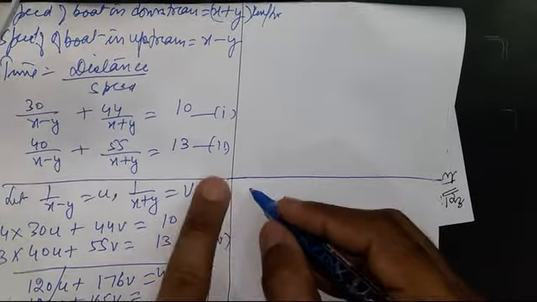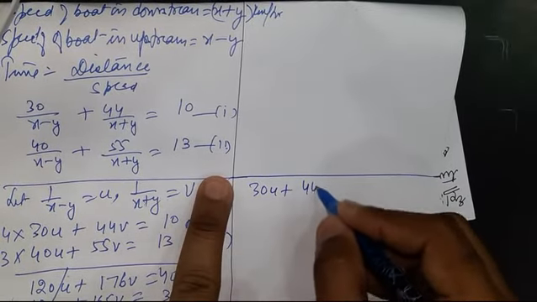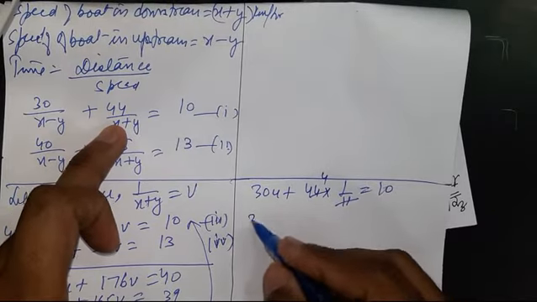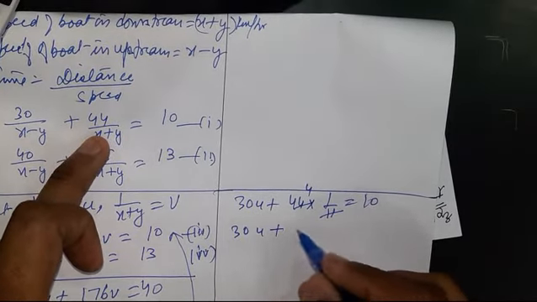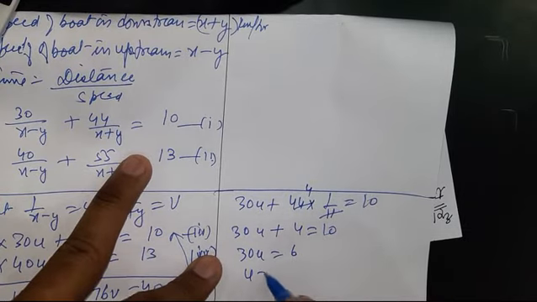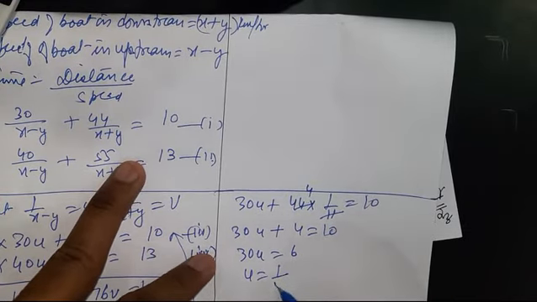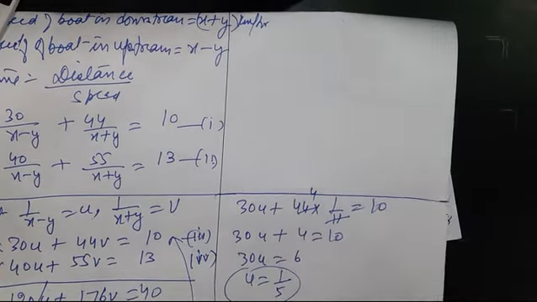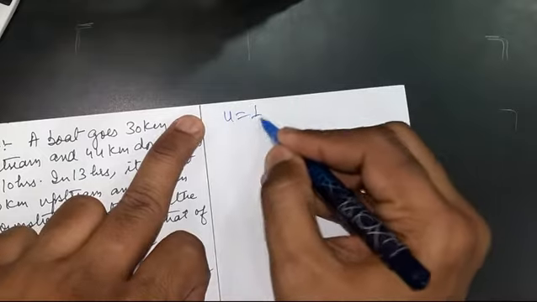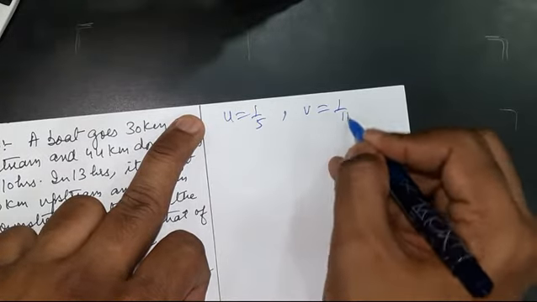So what you get is 30u plus 44 into v, which is 1 by 11, is equal to 10. It cancels, so 30u plus 4 is equal to 10. 30u is equal to 6, so u is equal to 1 by 5. So u is 1 by 5 and v is 1 by 11 as you get.